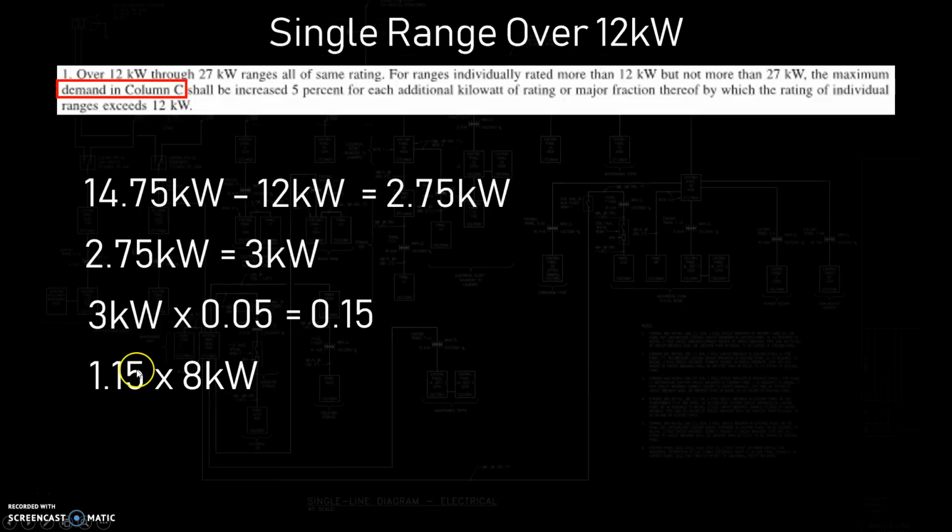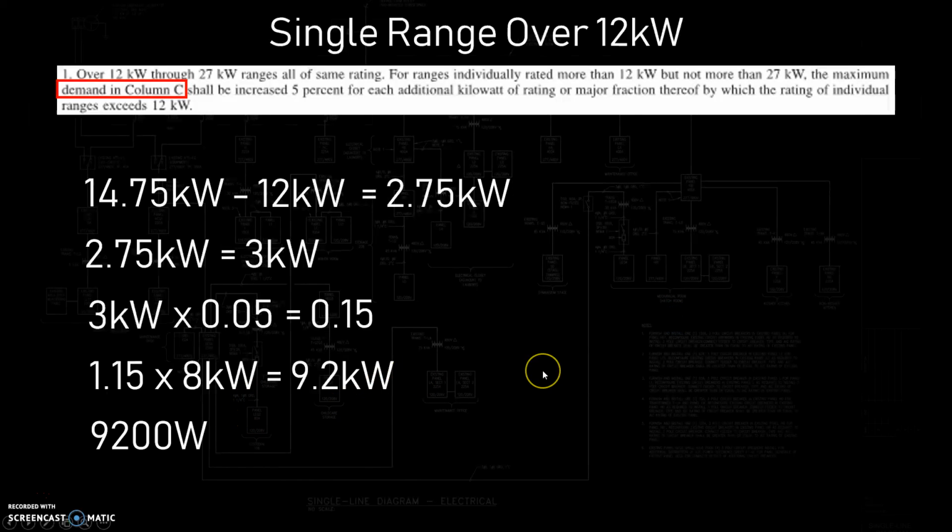So why do we have 1.15? Well, we need to keep the original 100%, which is represented by 1, and we need to add 15%. So we can simplify that by saying 1.15 times 8, the original kilowatt rating of column C. So you do that math, you get 9.2 kilowatts. So we're just about done with this, believe it or not.